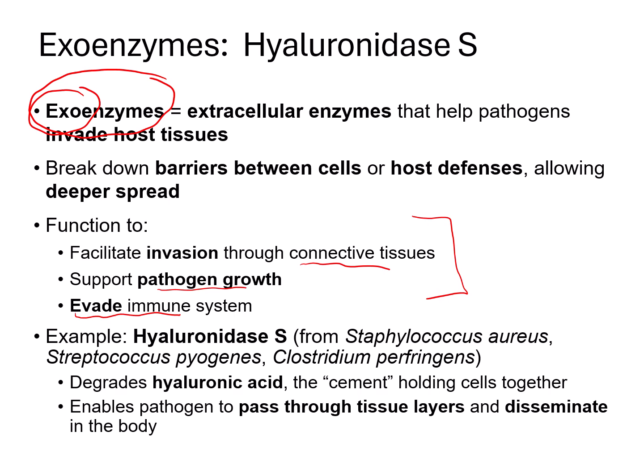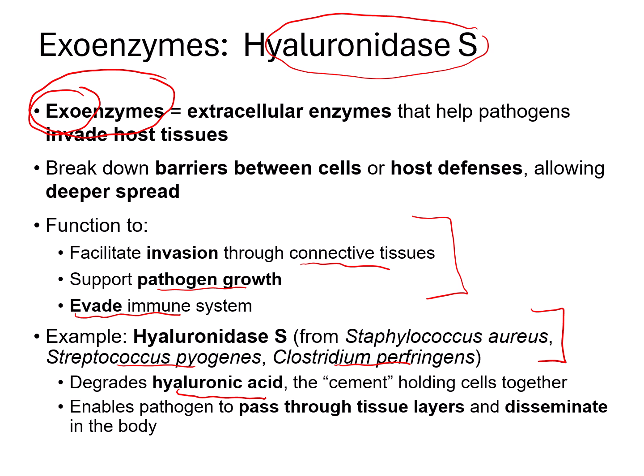One example is hyaluronidase S, which is produced by S. aureus, Streptococcus pyogenes, as well as Clostridium perfringens. This enzyme, hyaluronidase S, breaks down hyaluronic acid. This is kind of like a sticky cement type substance that typically holds our cells together in our connective tissues.